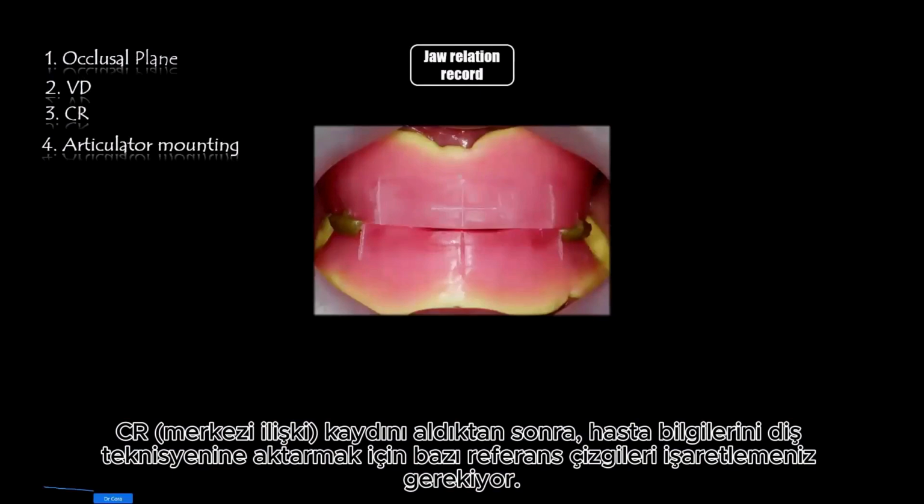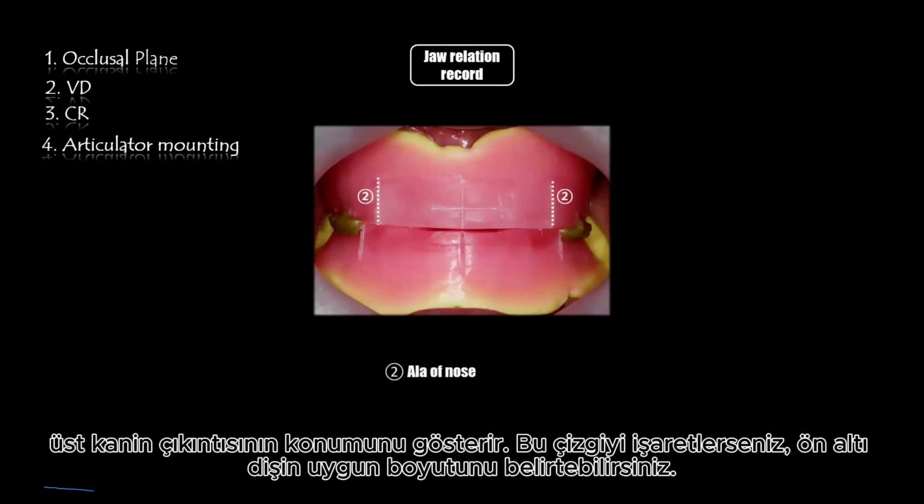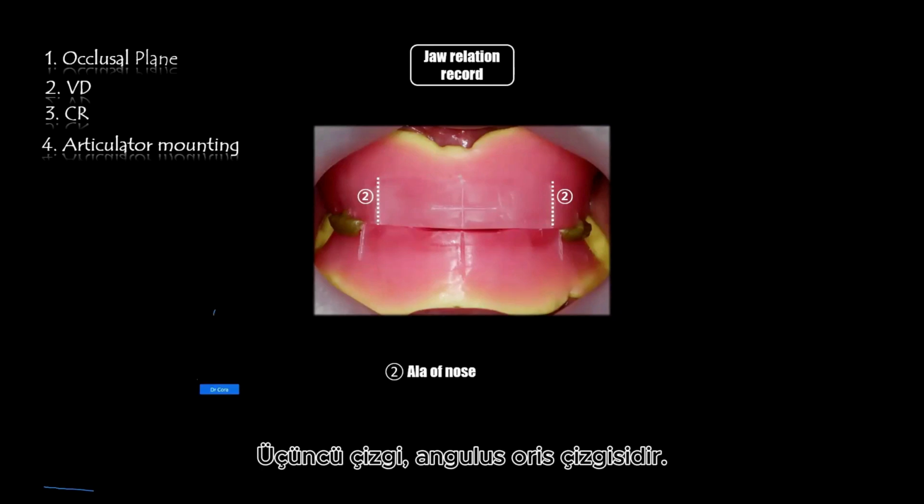After taking the centric relation recording, you have to mark some reference lines to transfer patient information to the dental technician. The first line is the midline. That is very important, right? The second line is the ala line, indicating the position of the upper canine cusp. So if you mark this line, you can indicate the proper size of the anterior six teeth, right?